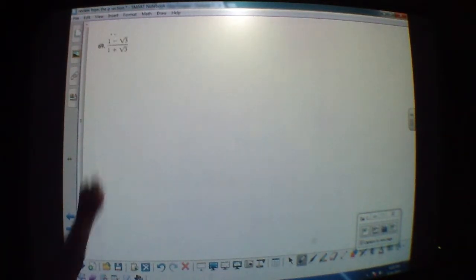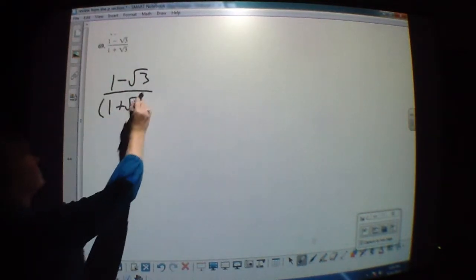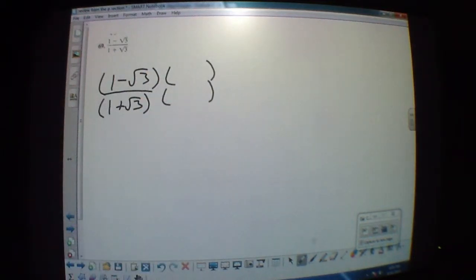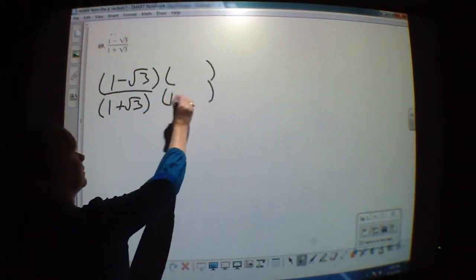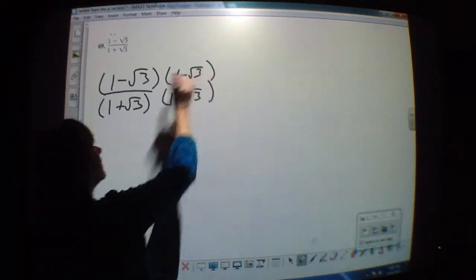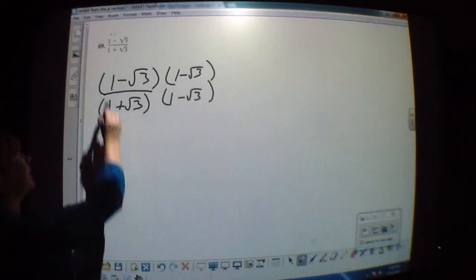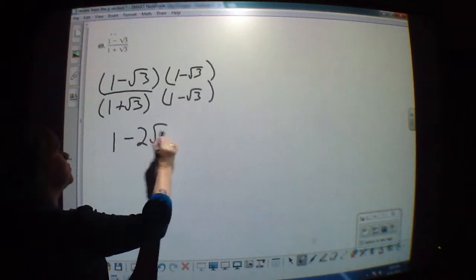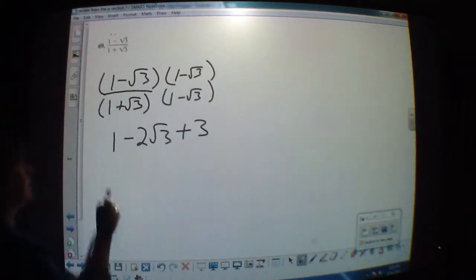Rationalize the denominator. 1 minus radical 3 over 1 plus radical 3. To rationalize the denominator, I need to multiply this expression by 1, but I'm not going to just call it 1. I'm going to multiply by the conjugate of the denominator. That will get rid of the radical in the denominator. So when I FOIL the top, 1 times 1 is 1. Minus radical 3 is minus 2 radical 3's. Negative radical 3 times negative radical 3 would be a positive 3.